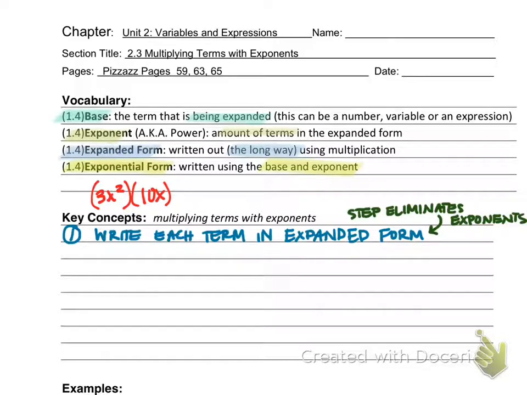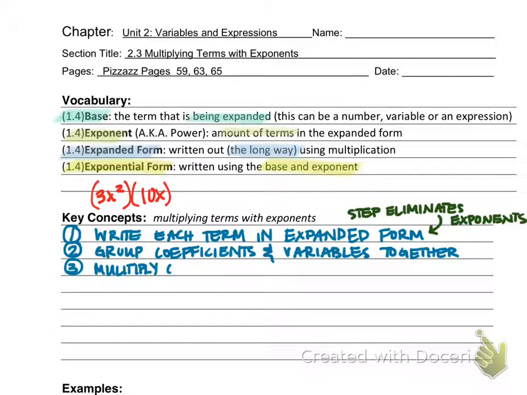The next step that we're going to have is to group. Let's fix that. So step 2 is to group coefficients, which are the numbers that are multiplied to the variable, and the variables together. So once we've grouped those, then we're going to multiply the coefficients, and we'll get our new coefficient if we multiply the coefficients that we've grouped together.